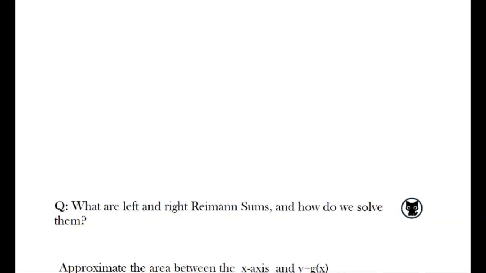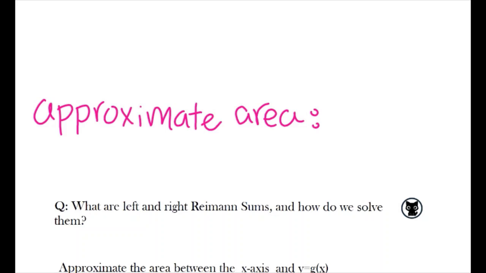Hey guys, so a classmate asked, what are left and right Riemann sums, and how do we solve them? To start off, let's understand what a Riemann sum actually is. A Riemann sum helps us to approximate the area under a curve.